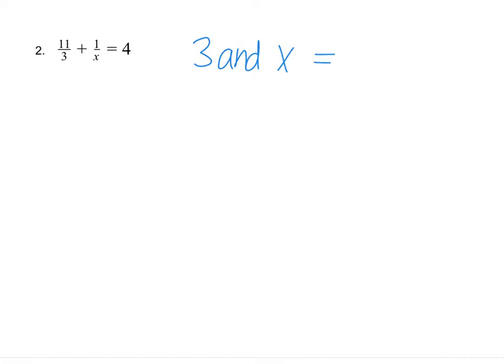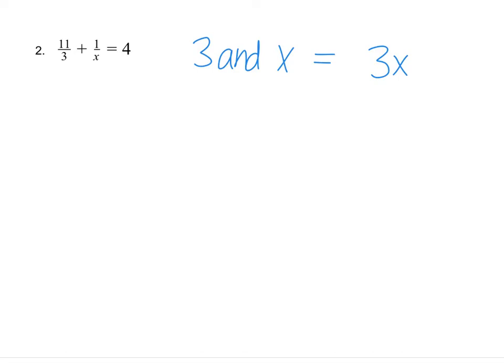Again, I can't multiply 3 times anything to give me x, and I cannot multiply x times anything to give me 3, so my only option is to multiply them together. So my least common denominator is going to be 3x. So basically I want every one of these values to have a denominator of 3x so that I can start combining and solving, right?